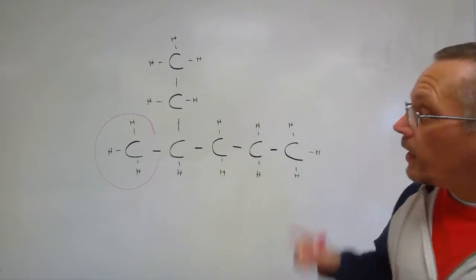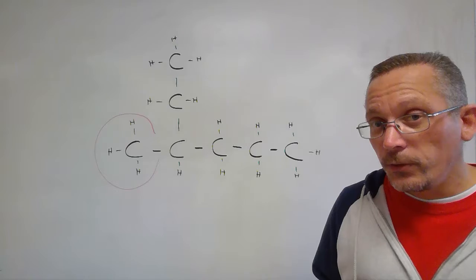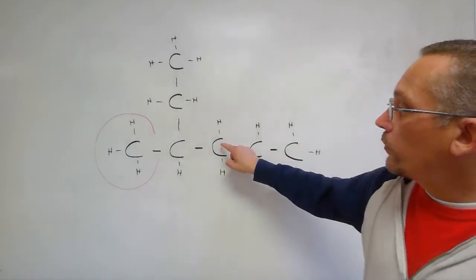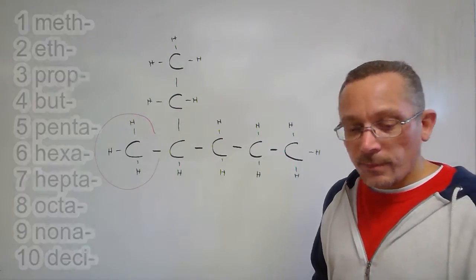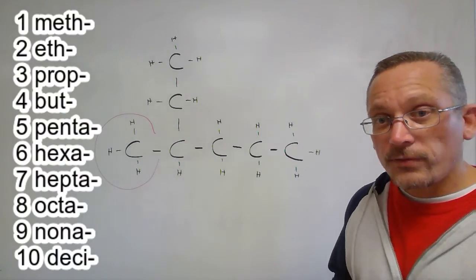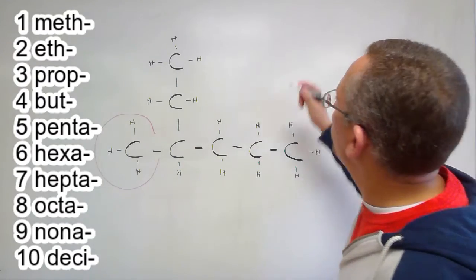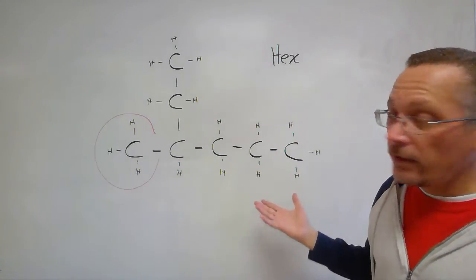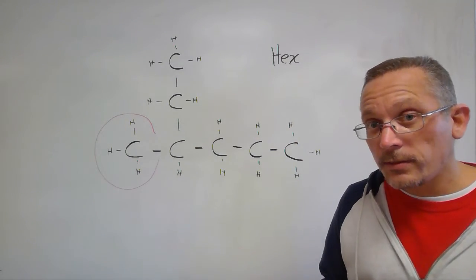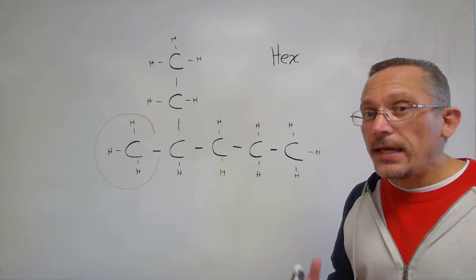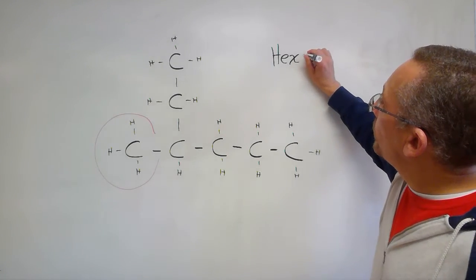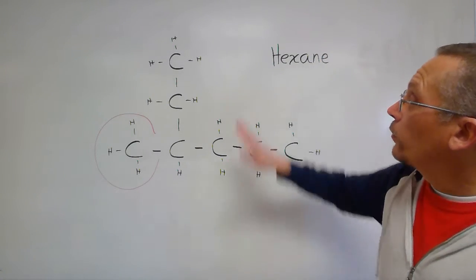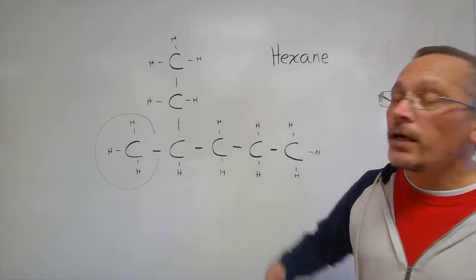Now, to name a compound like this, the first thing we're going to do is name the main chain of carbon atoms, okay? So here I have 1, 2, 3, 4, 5, 6 carbon atoms. So the organic prefix for 6 is hex. And this is an alkane. There are no double bonds, there are no triple bonds. So I'm going to end the word with ane. So that is hexane.